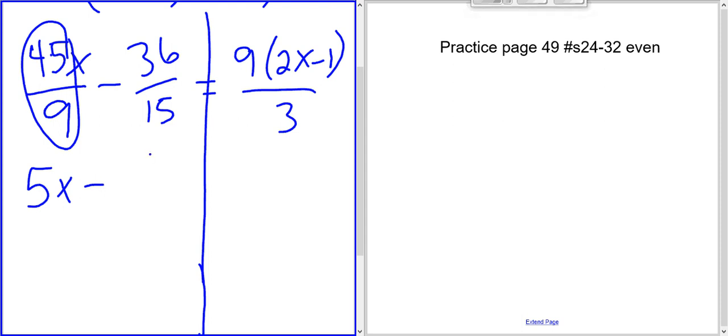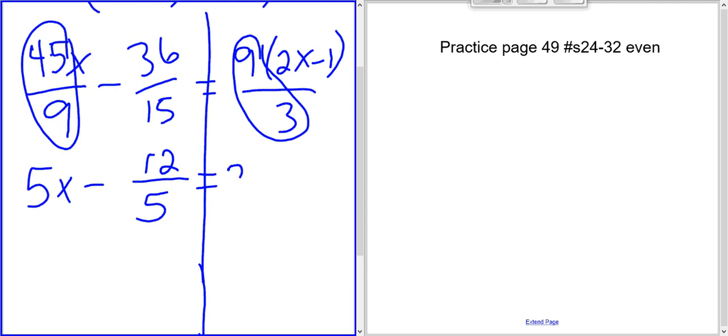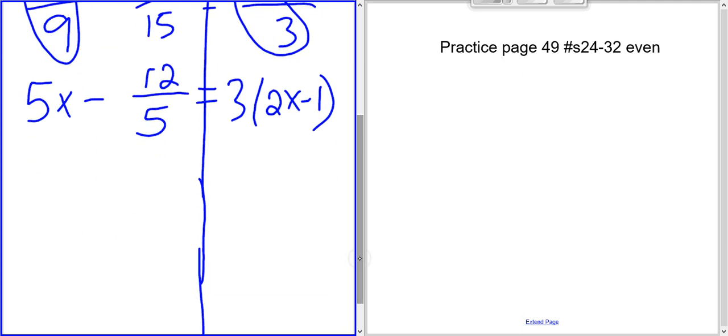36 divided by 3 is 12, and then 15 divided by 3 is 5. And this equals, well, here, 9 and 3 don't cancel, but it simplifies. 9 divided by 3 is 3. So this is 3 times 2x minus 1. Now I'm left with one fraction. We're almost there. With one fraction, I'm going to multiply both sides by 5.